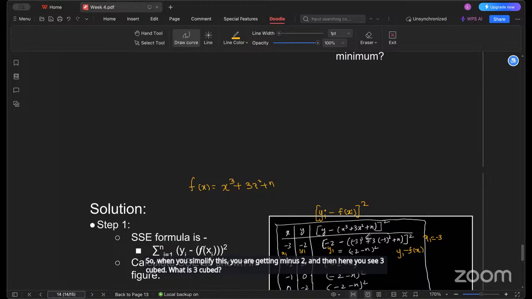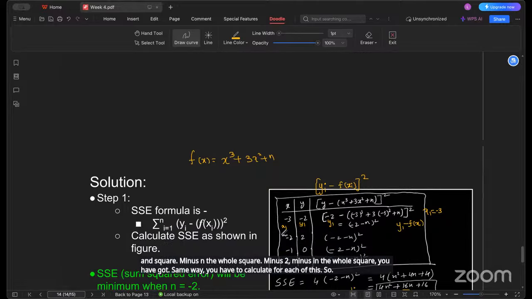Minus 3 cube is minus 27, and here plus 3 cube, so the 27s cancel out, and you simply get n here. So minus 2 minus n square, minus n the whole square, you have got. Same way you have to calculate for each of these.